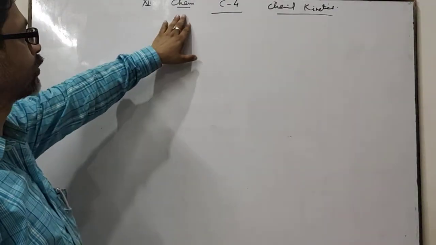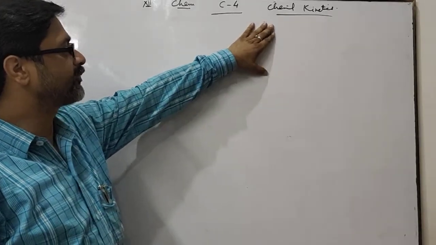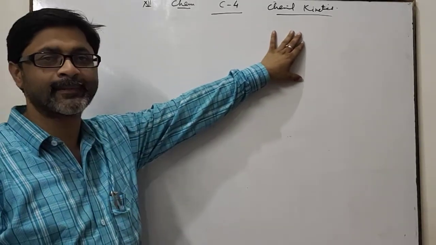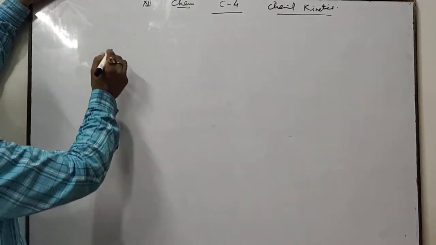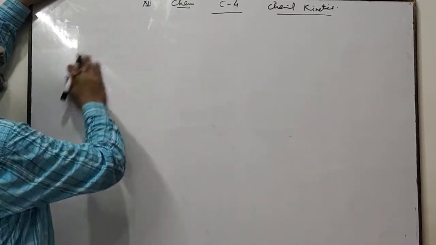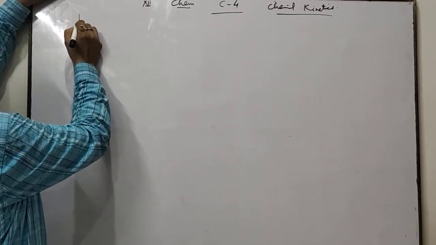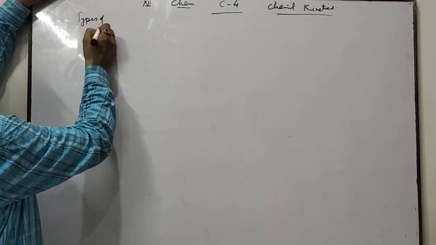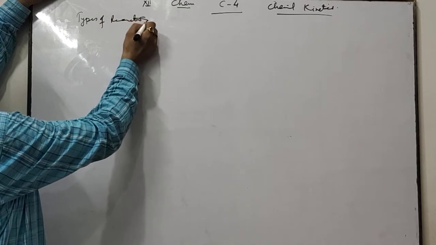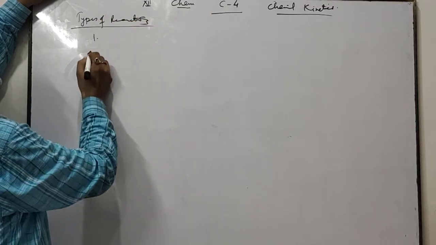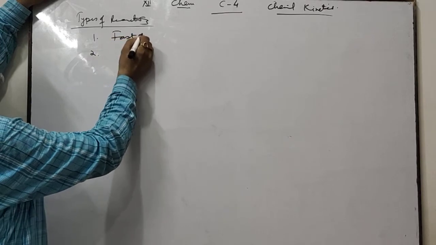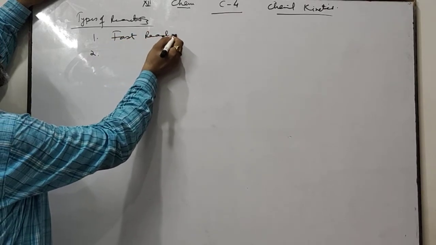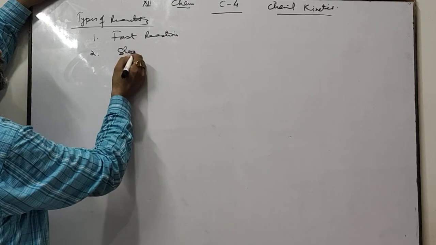I am going to discuss chapter 4 of your chemistry. That one is chemical kinetics. What is chemical kinetics? In this chapter, I am going to discuss the types of reactions. How many types of reactions are found? Reactions are mostly of two types: fast reactions and slow reactions.